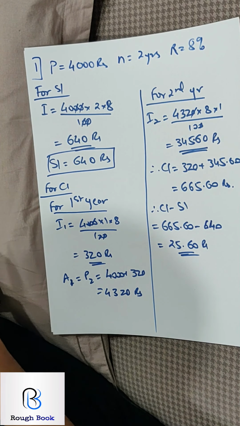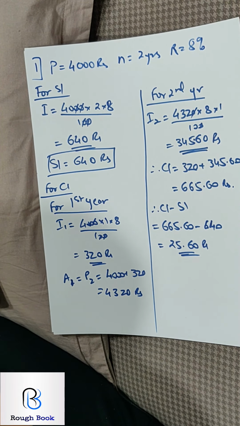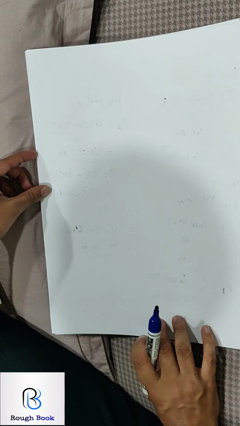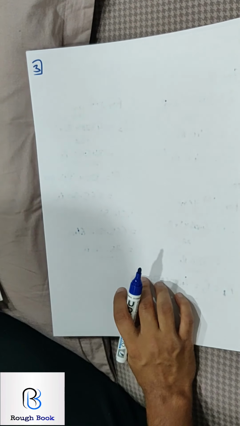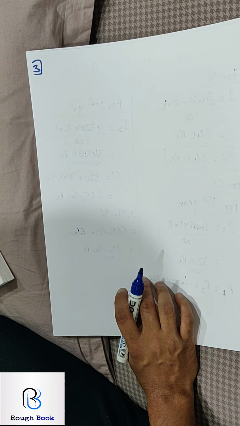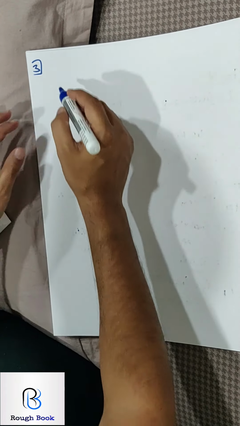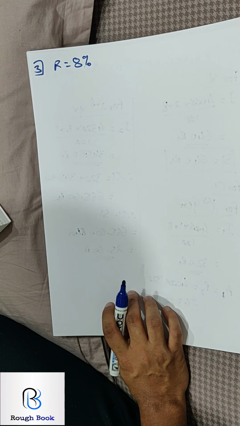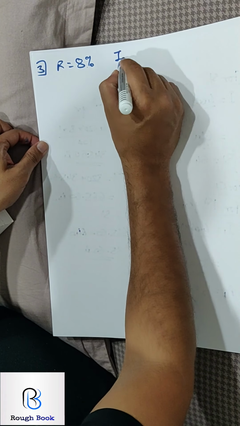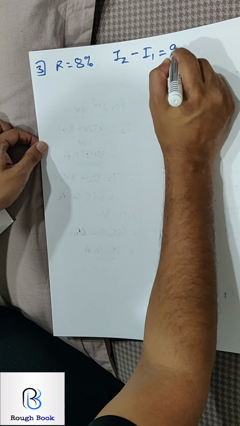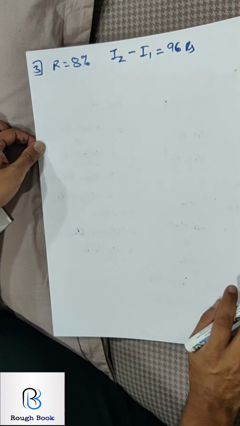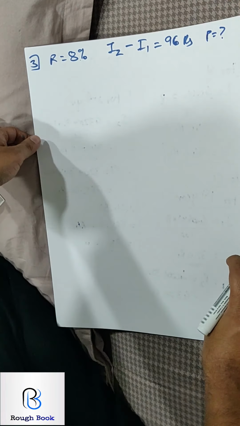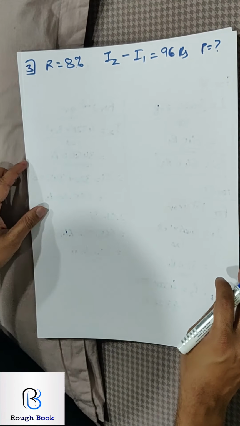I want you to try sum number 3. Come on, go ahead, see what the sum is talking about and try finding the answer. Let's go to sum number 3. So the third one says, a sum of money is lent out at 8% per annum compound interest. So the rate is 8%. If the interest for the second year, that is I2, exceeds the first year's interest by rupees 96, then calculate the sum of money. So sum of money is nothing else but the principal. So your target is to find the value of the principal provided that this condition is given.